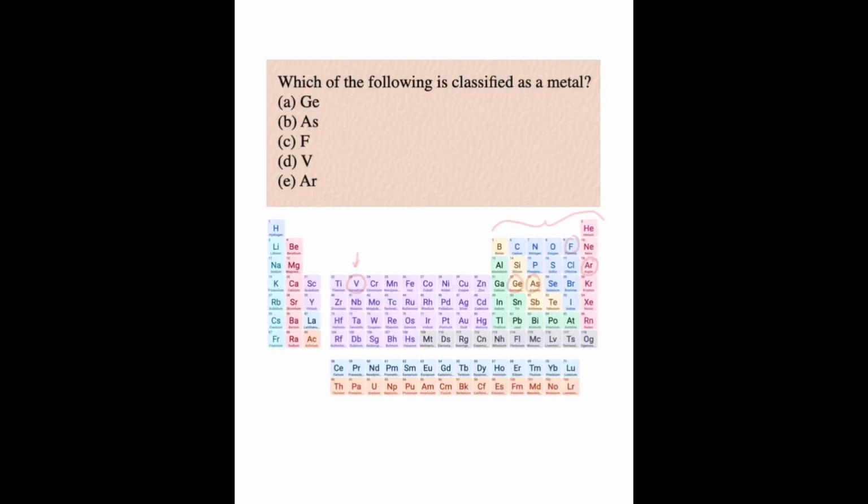This question asks us to identify which of the following elements is classified as a metal. So let's go ahead and identify them on the periodic table first. So we have Ge, As, F, V, and Ar. So we notice that on the right-hand side of the periodic table, these are mostly nonmetals or metalloids. So we see fluorine is a nonmetal, argon is a noble gas nonmetal, and then Ge and As in yellow are both semimetals or metalloids. And then V here is a transition metal, so our final answer is D.